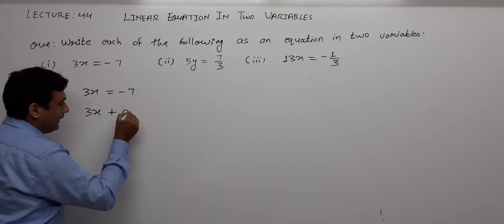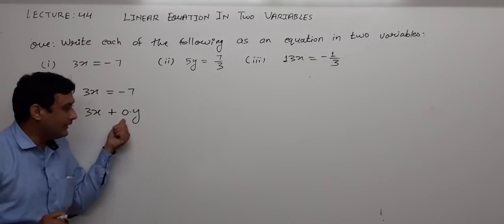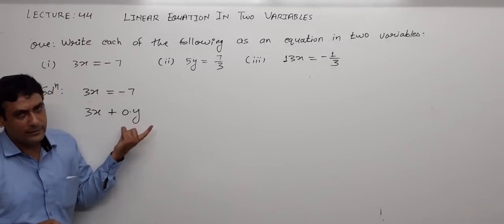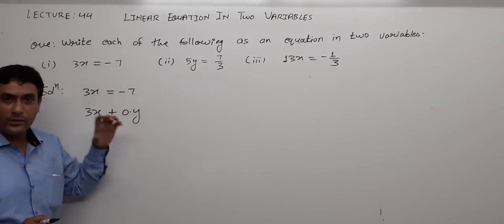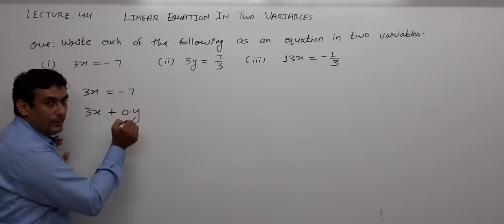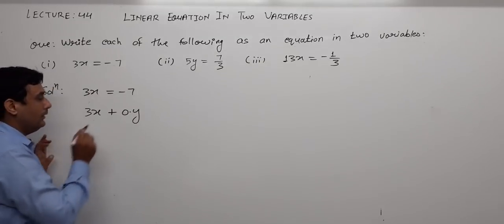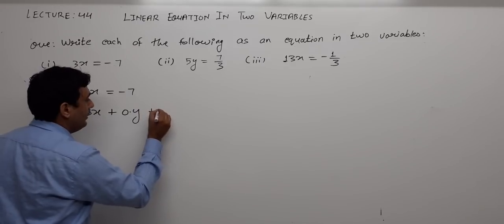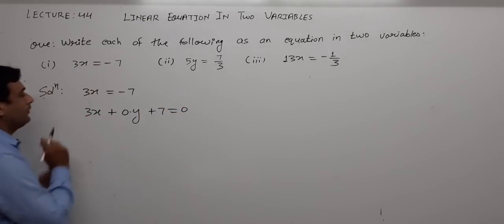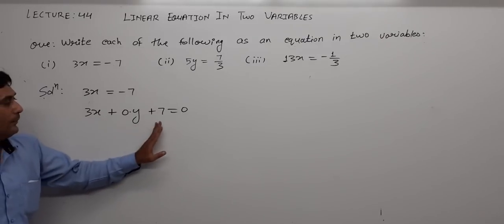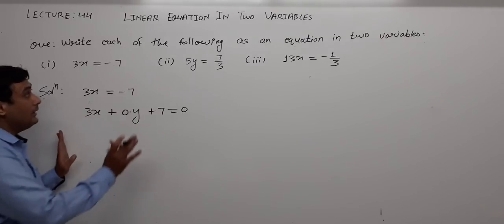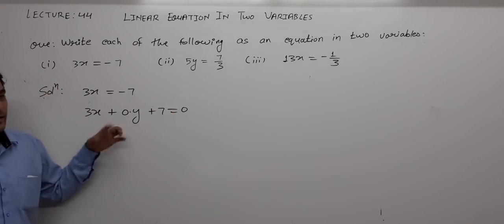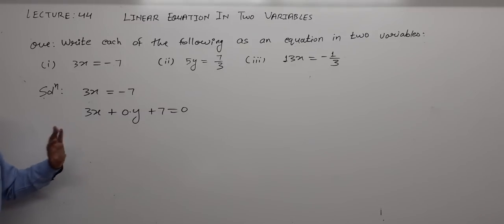So I will take y with its coefficient 0, because 0 into y ultimately will be 0, and in that case the equation remains the same. Now this dot means multiplication, don't consider it as a decimal. So 0y, now this minus 7 I will take on the left hand side, plus 7 is equal to 0. So this is our answer: 3x plus 0y plus 7 is equal to 0. This is a linear equation in one variable, but we are writing it in the form of two variables.